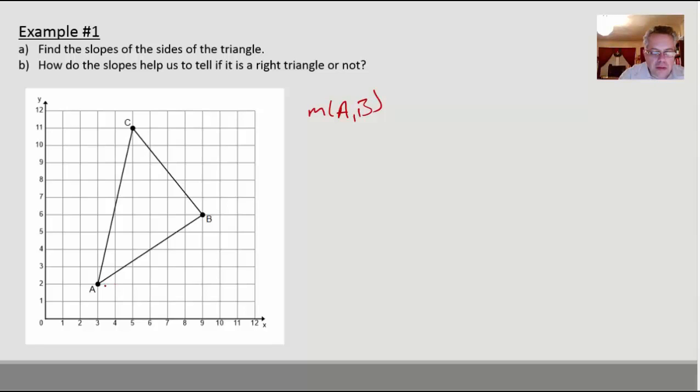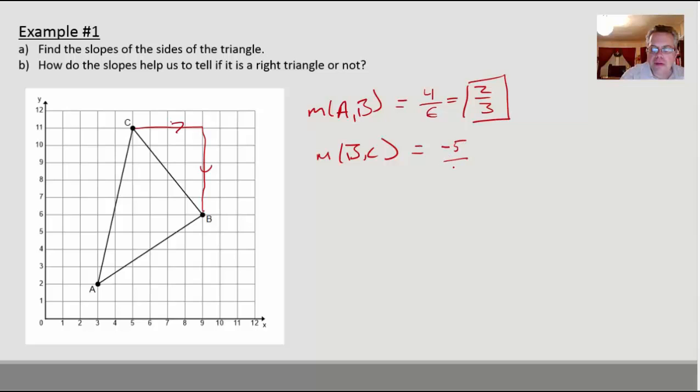As I go over, I go 1, 2, 3, 4, 5, 6 over, and 1, 2, 3, 4 up. So the slope of segment AB is 4 over 6, which is rise over run, and that simplifies to 2/3. The slope of BC, let's see about that. We go to the right, and then we go kind of down. So to the right 4, and down 1, 2, 3, 4, 5. So our rise is negative and the run is positive, so the slope is negative 5/4.